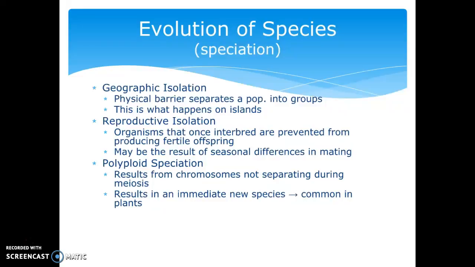Reproductive isolation is when organisms that once interbred are prevented from producing fertile offspring, and that could be because there's a shift in seasonal differences in mating. So maybe they both mated in the spring, and now, due to some factor, one mates in the spring, the other mates in the fall. And polyploid speciation happens when chromosomes don't separate properly. This happens a lot in plants, and that's an immediate new species because it's a new set of chromosomes being passed on.